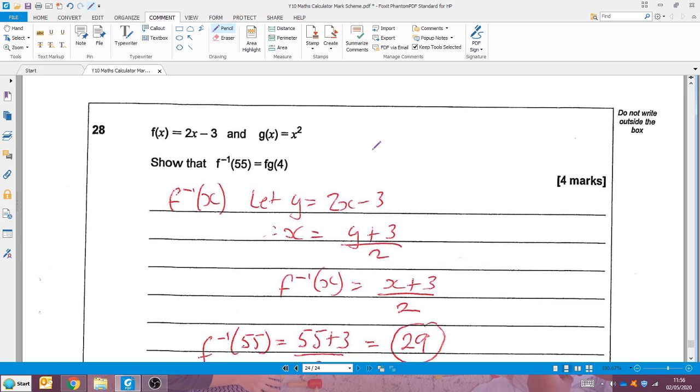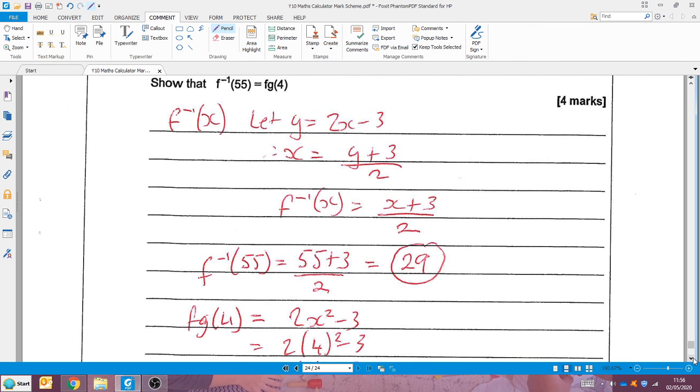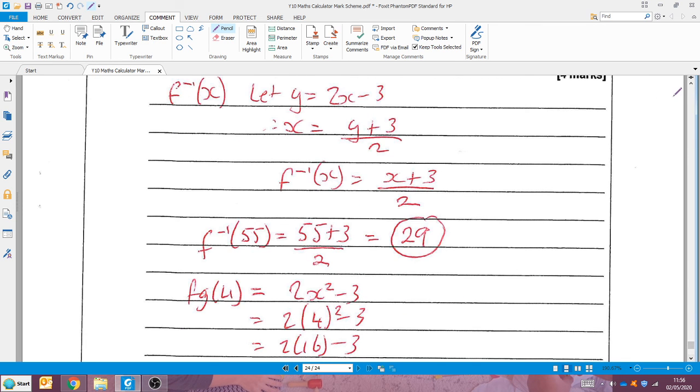So I've got to show this, which means I better work out the inverse function of f first. Like I showed you, we let y equal this, then rearrange it, and we get y plus 3 over 2 in one step. So the inverse function of x is going to be x plus 3 over 2. Now I'm going to use it. I'm going to put 55 right in there. That gives me 58 over 2, which is 29. I'm up to 2 marks.